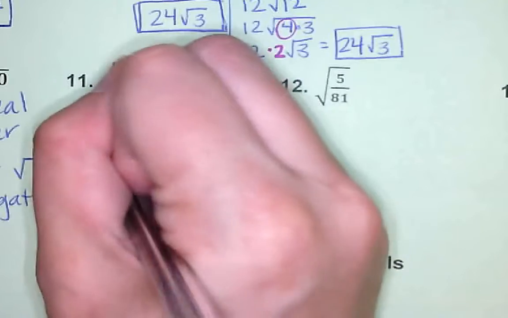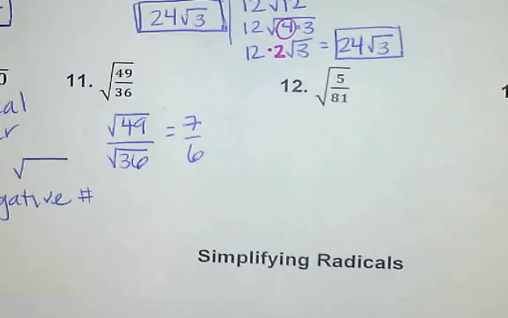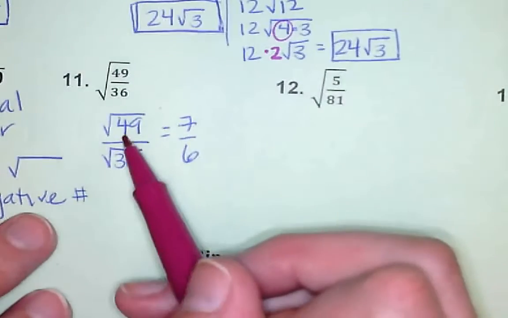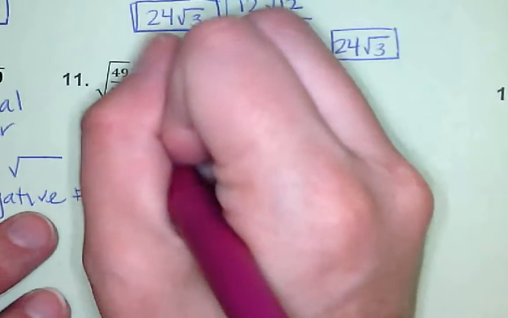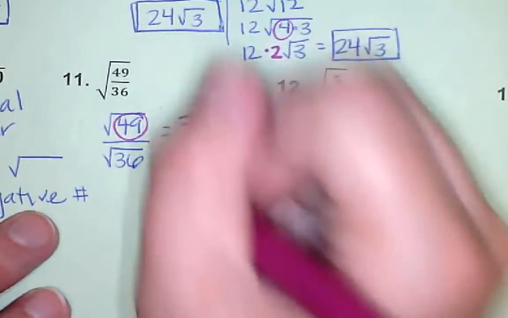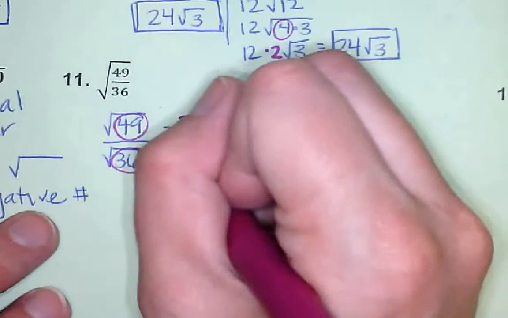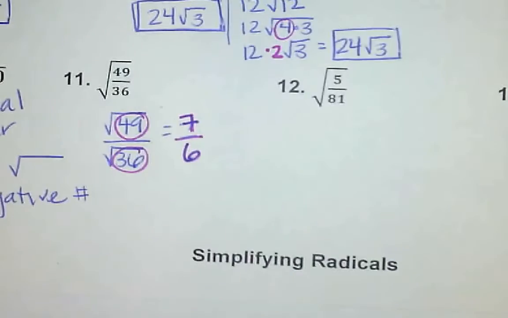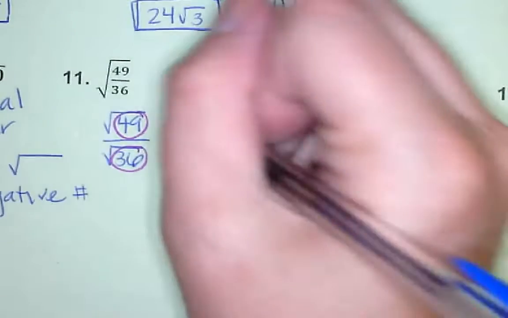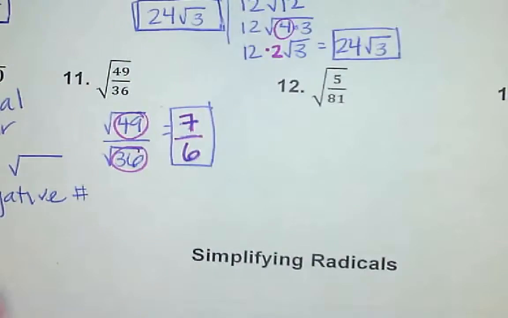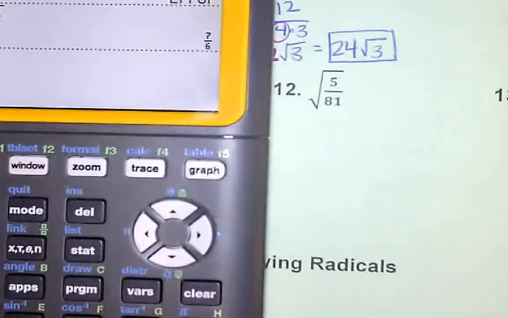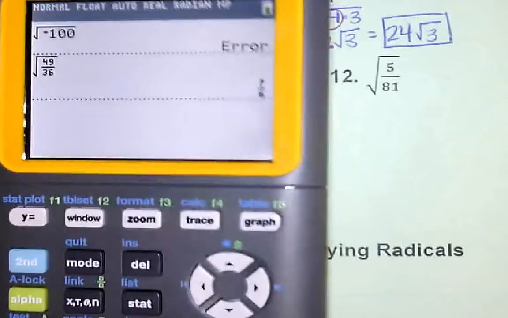And, guys, what is the square root of 49? And what is the square root of 36? So your final answer is 7/6. Do you guys feel good about that? Awesome. Okay, for number 12. So that's why I recommend type it in your calculator, because it could give you this nice, pretty answer. Let's try it with the next one.